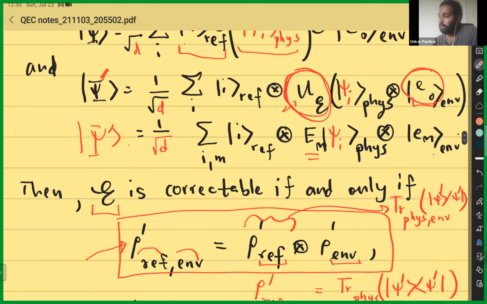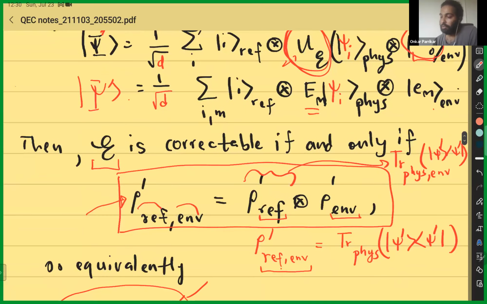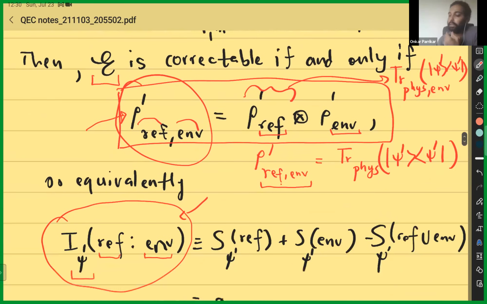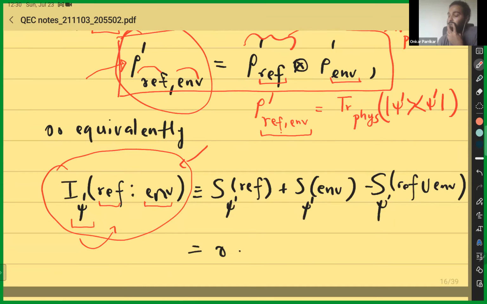And then in that new state, you compute the reduced density matrix of the state on reference and environment. And if that density matrix factorizes between reference and environment, the error can be recovered, or the error is protected. Or in other words, we have to compute one number. We have to compute this mutual information in psi prime between reference and environment. Okay, that's what we've accomplished.